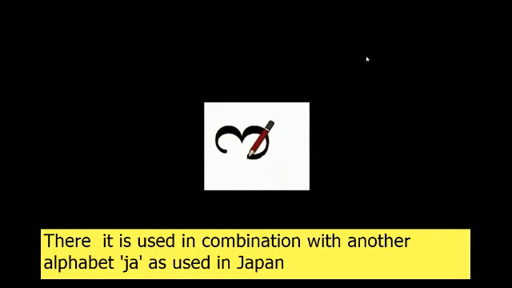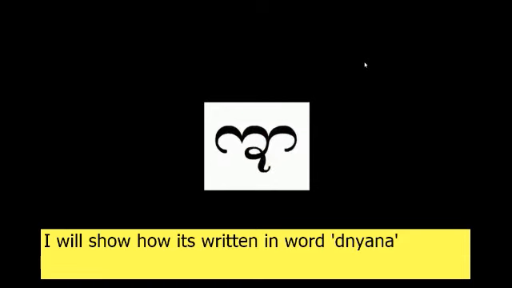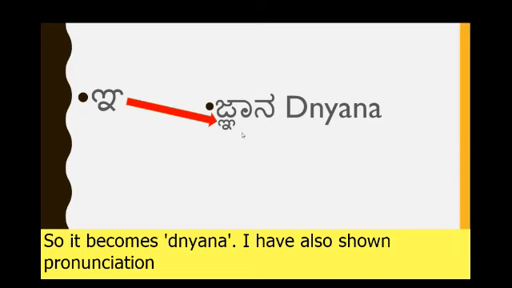There it is used in combination with another alphabet, Z, as used in Japan. Then the pronunciation becomes DNYA. So you need to take care. I'll show you how it's written in the word jnana. As you see on the screen, nya comes over here, pointed with the red arrow, and Z is above. So it becomes jnana. Pronunciation also I have shown.